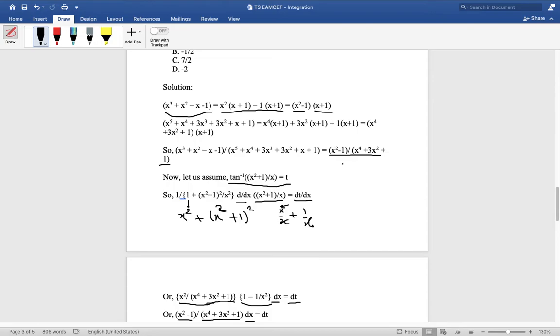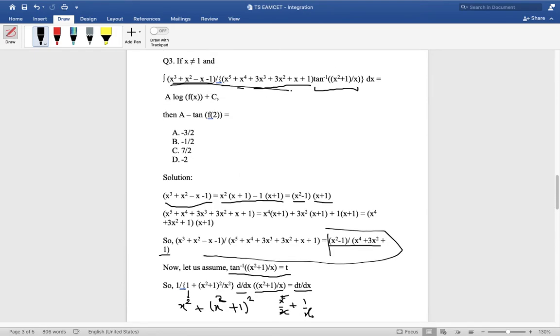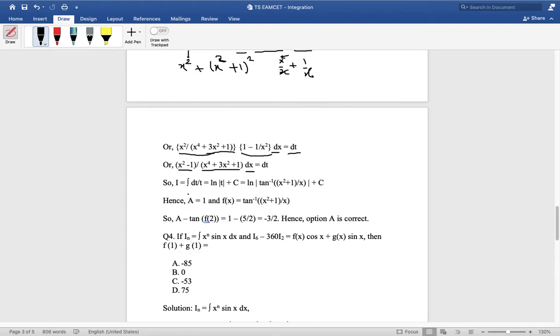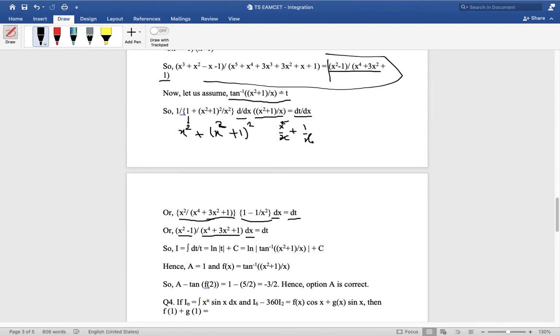What was our given expression? x square minus 1 by x to the power 4 plus 3x square plus 1, right? So I have gotten rid of this whole thing. This thing has simply vanished. What will my integral reduce to? dt by t. That's it. T, because tangent inverse of x square plus 1 by x was t. The rest of the thing becomes dt. So integral of dt by t, again ln mod t plus c. What is t? Tangent inverse of x square plus 1 by x.